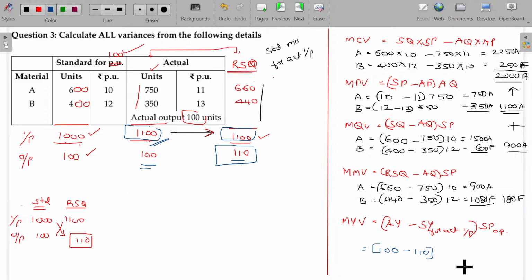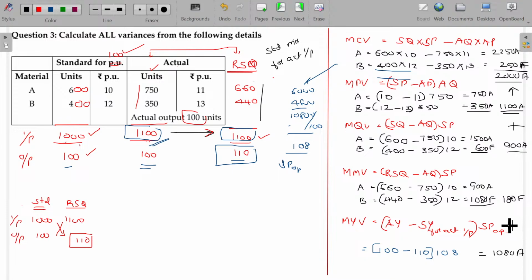What is the price per unit? Get the total: 6,000, 4,800, 10,800 is the actual cost for 100 units. Am I right? So output price being 108. So standard price per unit of output being 108. I will now take this 108 here. Come on, tell me the final value. 1080 adverse. Is that okay? If you add up these two, you'll get this value.